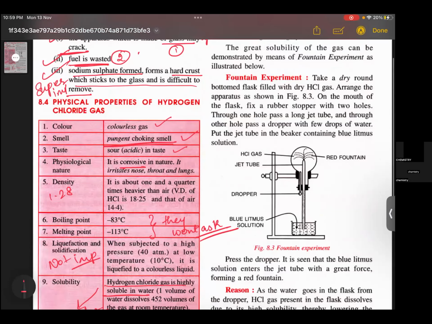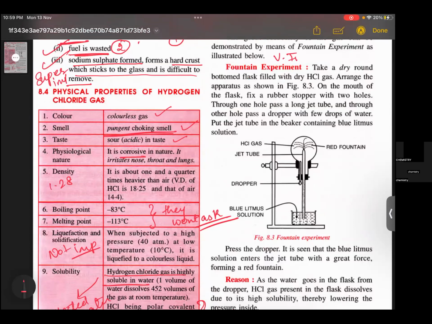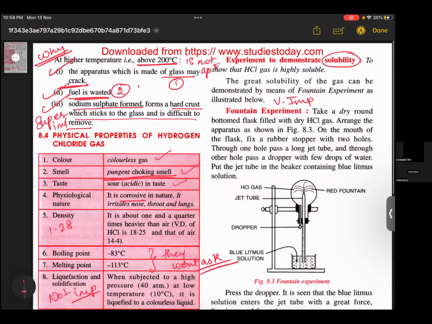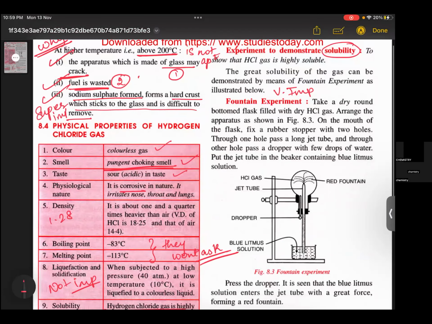This is the fountain experiment. It is a very important experiment. This chapter of hydrogen chloride gas is very important in our syllabus. So now we'll begin. This is the setup. You have blue litmus solution. You have HCl gas in this beaker out here. And you have a jet tube.